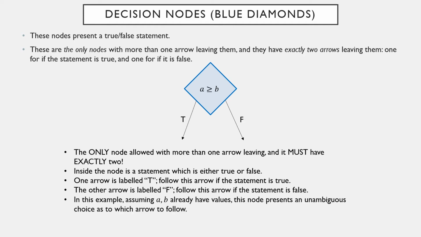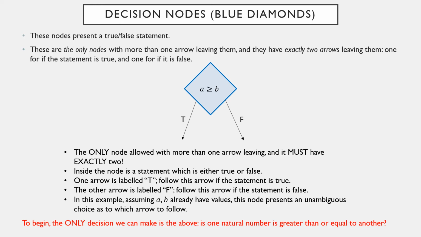So in this example, if a and b are already numbers that have values, there's an unambiguous choice as to which arrow to follow. If a is bigger than or equal to b, I'm going to follow this arrow and do whatever it says. If a is not bigger than or equal to b, I'm going to follow this arrow and do whatever it says to do next. Depending on a and b, I may go one way or the other. But when a and b have values, there is only one way to go.